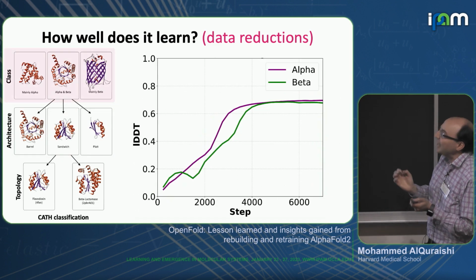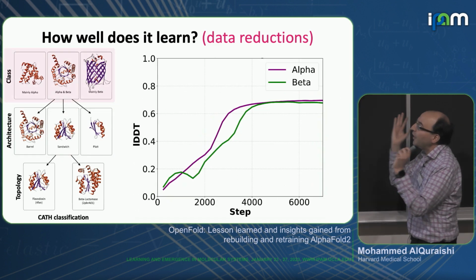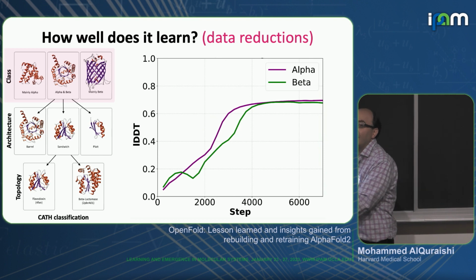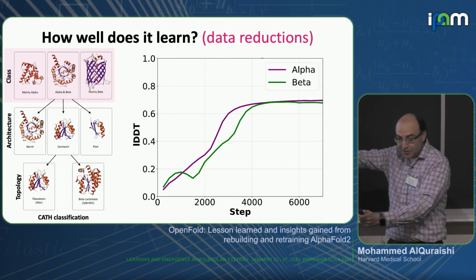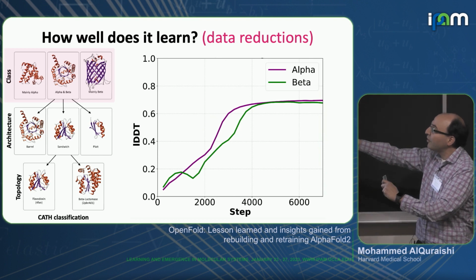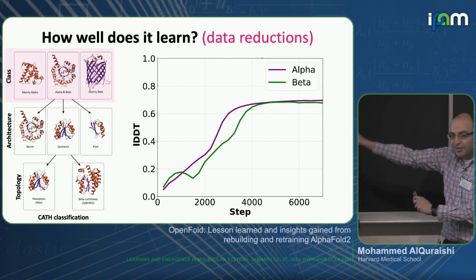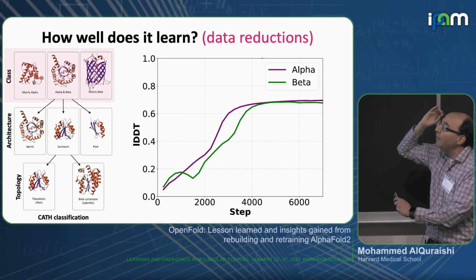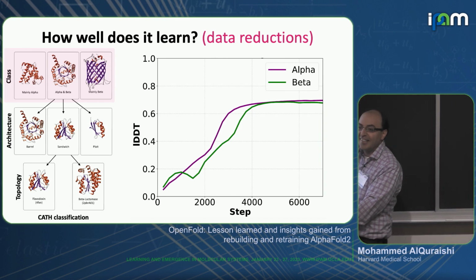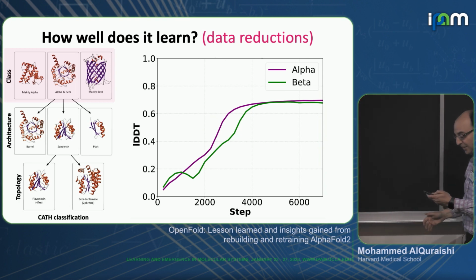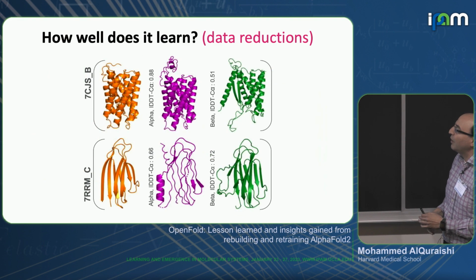And this is the one that completely blew my mind. Here we train on essentially all alpha helical proteins, and then we test on beta sheet proteins. And then we do the reverse. Again, there is a definitive drop in accuracy, but it's not catastrophic, which I was expecting to be way down here. So the fact that it could do this is really pretty cool, and it speaks to how well it can generalize.